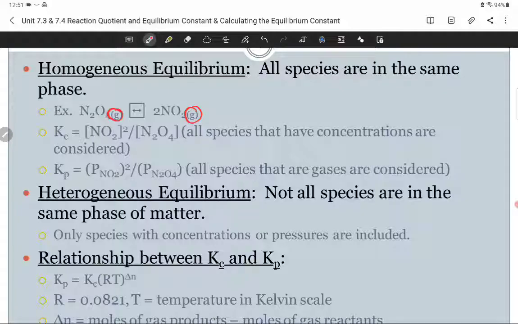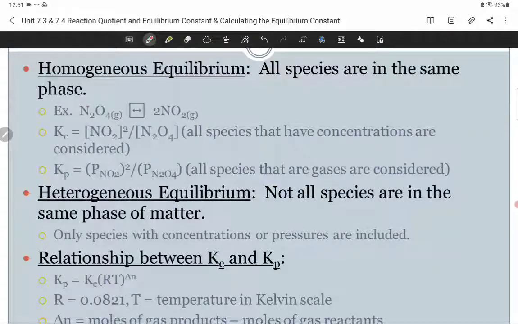So let me erase that. If we were going to write a Kc expression, concentration, we need the brackets, and that 2 becomes the power of 2 there. And then, of course, there's a coefficient of 1 there, so there's a power of 1 there. We don't typically write the 1s, but that would be an expression for Kc for that particular reaction.